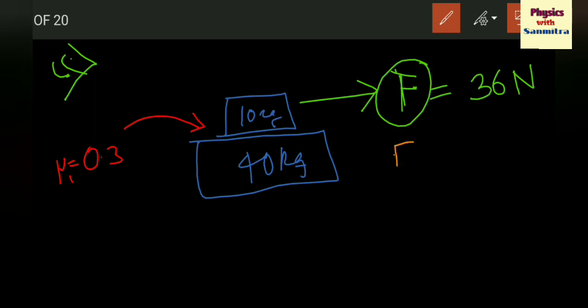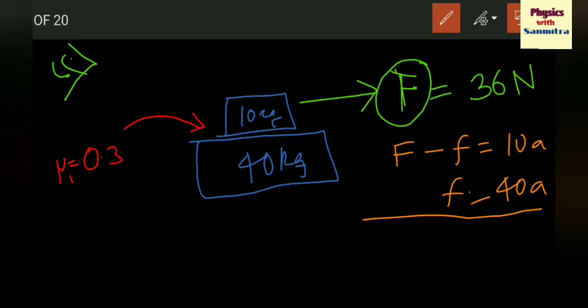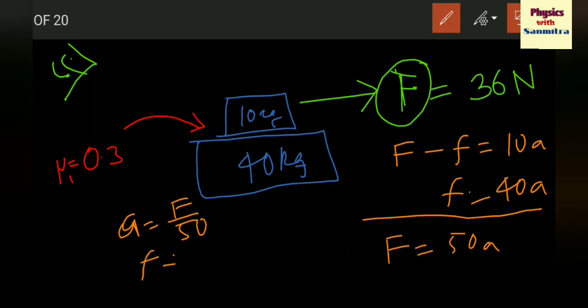what will we do? F minus f is equal to 10a, and f is equal to 40a. So I can add them. F is equal to 50a, or a is equal to F by 50. So small f will be 40a, that is 40 into F by 50, that is 4F by 5. And what is F? F is here 36 Newtons. So 36 into 4 by 5, that is 144 by 5, that is 28.8 Newtons.